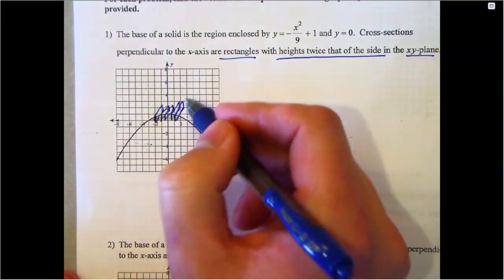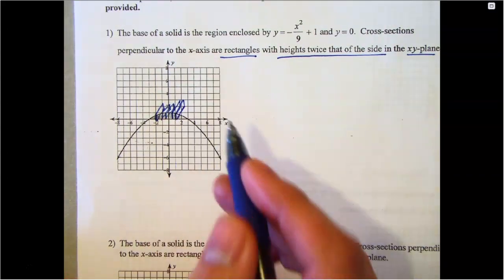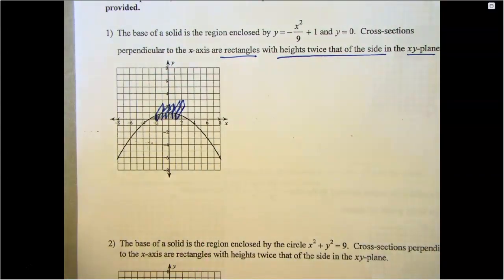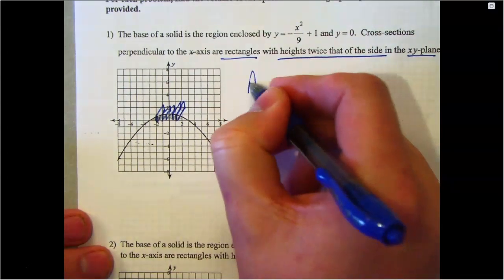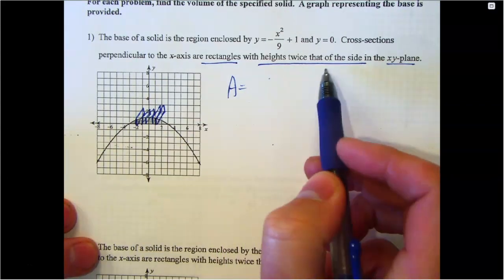Oh, it's not to scale. I'm just trying to draw the shape. Okay. So what's the area of a rectangle whose height is twice that of the side?